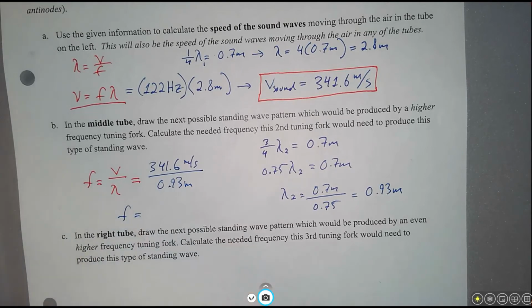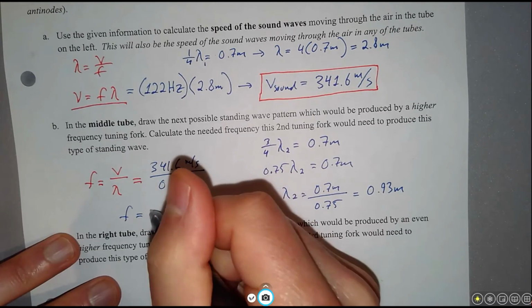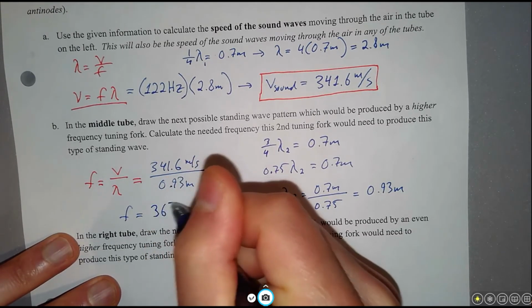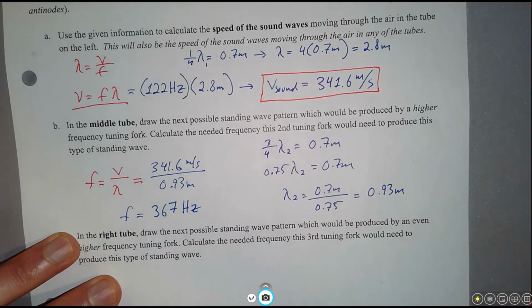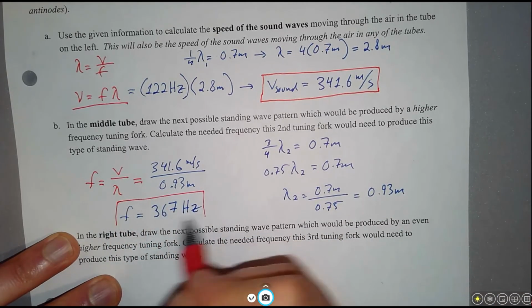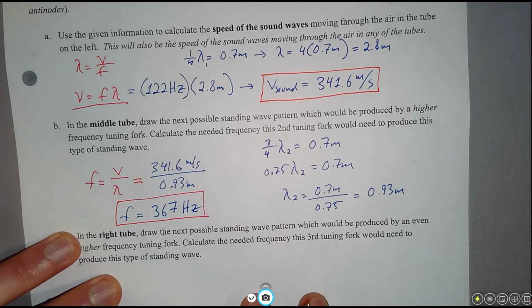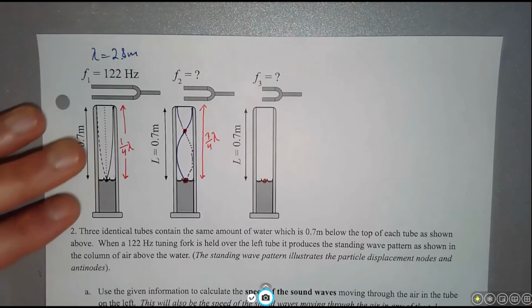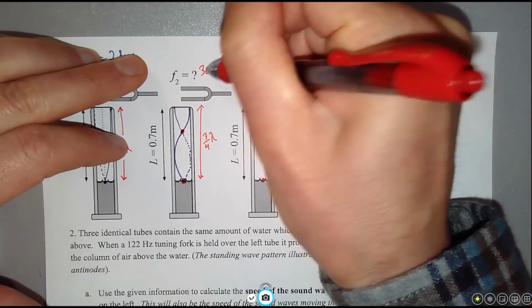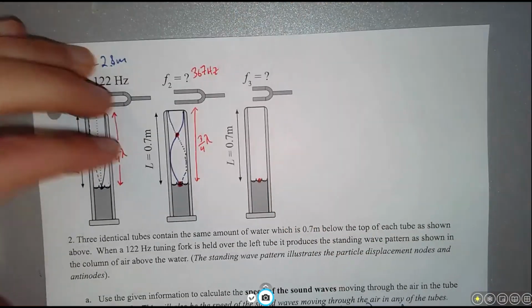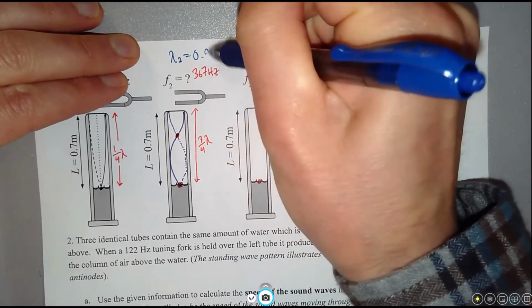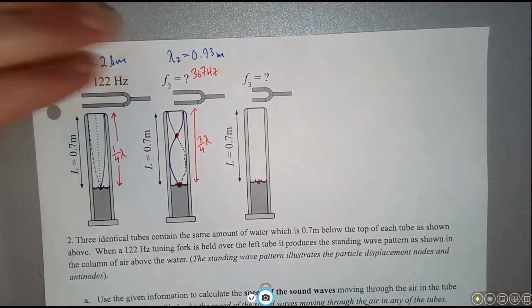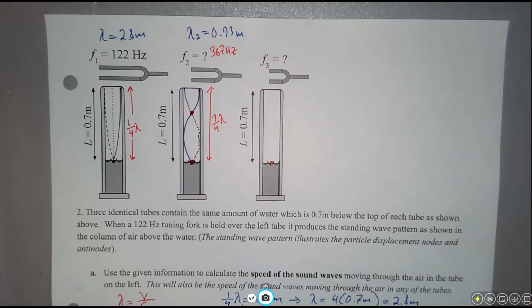So 341.6 divided by 0.93 gives us a frequency of 367 hertz. So it would need to be 367 hertz. And that wavelength, we'll call that wavelength number 2, we said needed to be 0.93 meters, just to compare to the first.